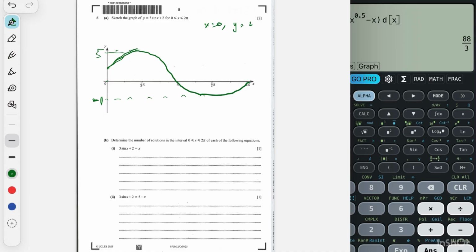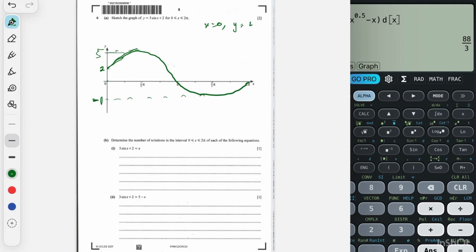So to get the maximum of any graph like this that has been translated, so here is 0, 2. Just add the a and b. That's 3 plus 2, 5, and 2 minus 3, you get -1. That is my graph for that question from 0 to 2 pi.